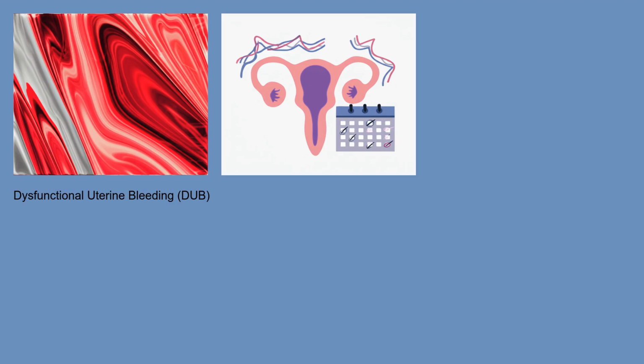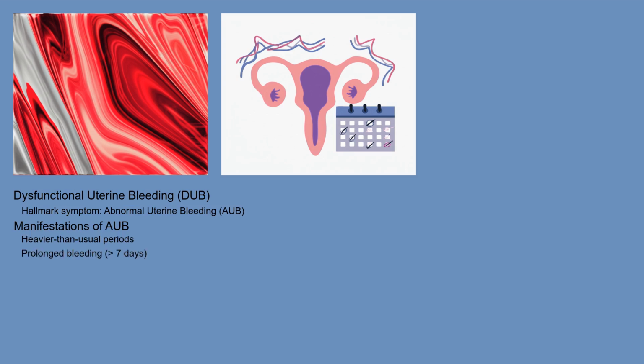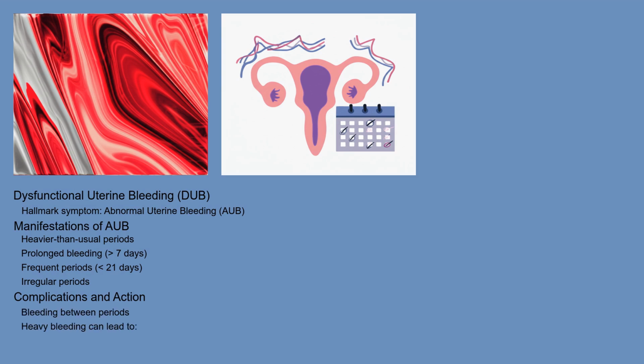The hallmark of DUB is, of course, abnormal uterine bleeding. This can manifest in various ways: heavier than usual periods, prolonged bleeding that lasts for more than 7 days, frequent periods that occur closer together than 21 days, irregular periods that vary in length, or bleeding between periods. Sometimes, the bleeding can be so heavy that it leads to anemia, causing fatigue, weakness, and shortness of breath. It is crucial to consult a healthcare professional if you experience any of these symptoms.